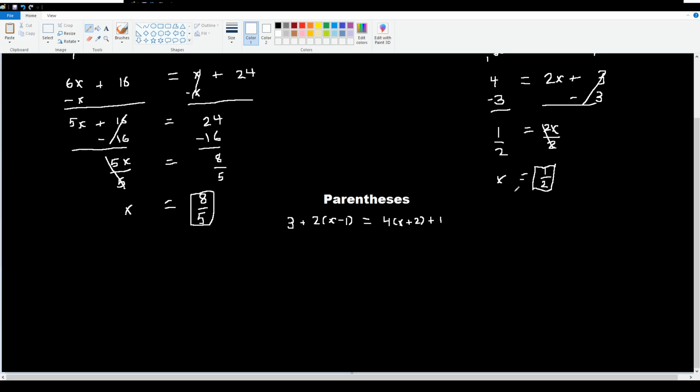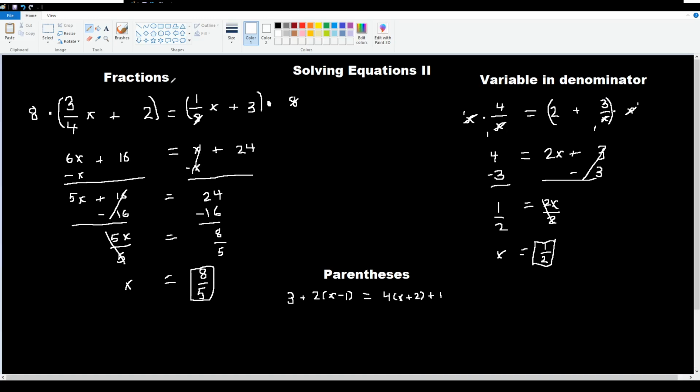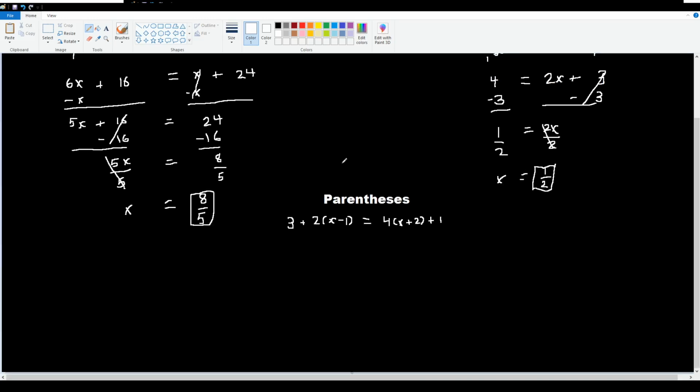Next, we're going to do an example with parentheses. So the reason why this may be very lengthy is because you have to constantly distribute the numbers, and then you would have to solve the equation out. So it becomes a lot more tedious because you can't really, like with these fractions, just multiply everything by one number or divide everything by one number.